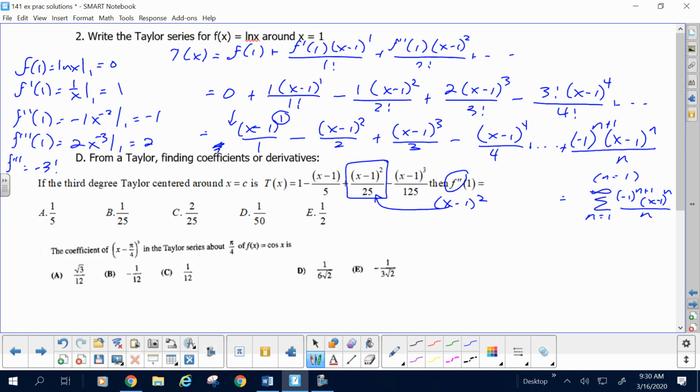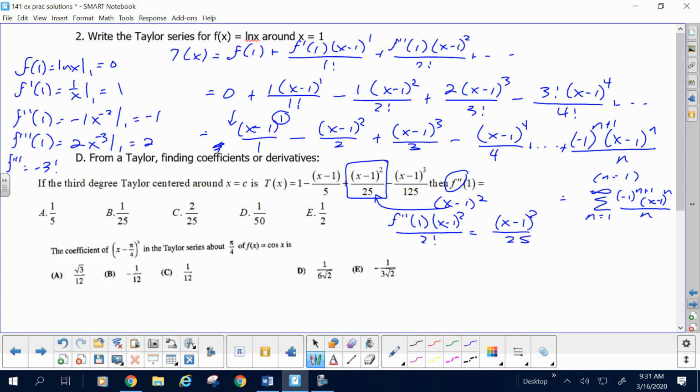This is the term connected to f double prime. Then you start with the general formula. f double prime at 1, x minus 1 squared over 2 factorial should be, according to the formula, how you find any Taylor series term. In this case, it's equal to a term of x minus 1 squared over 25.